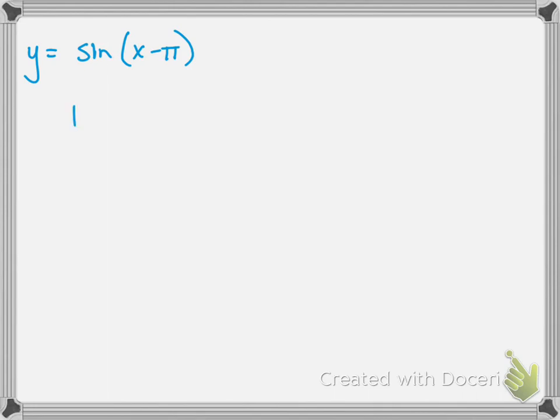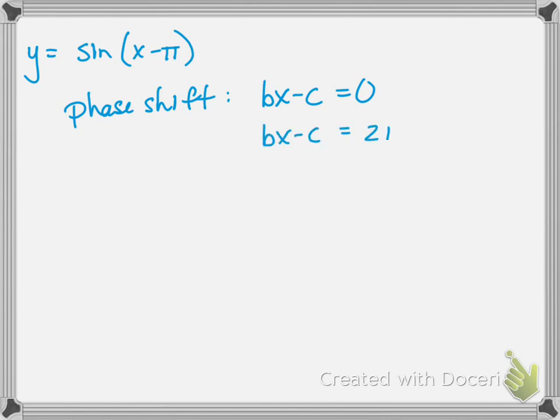So we can consider something called a phase shift. And we find the phase shift by doing bx minus c and setting it equal to 0, and bx minus c and setting it equal to 2 pi. 0 and 2 pi because that's where we like to look at the curve starting and ending. And this right here, the sine of bx minus c in parentheses, that's what we're talking about, this part that's in the parentheses after the sine function, or the angle. So we can do the phase shift.